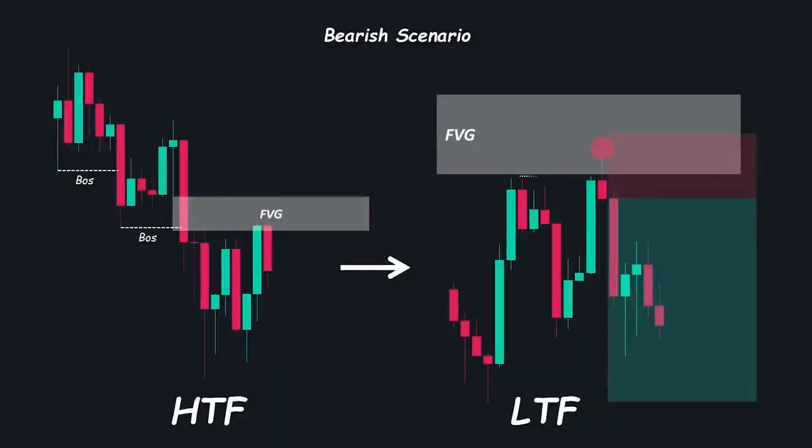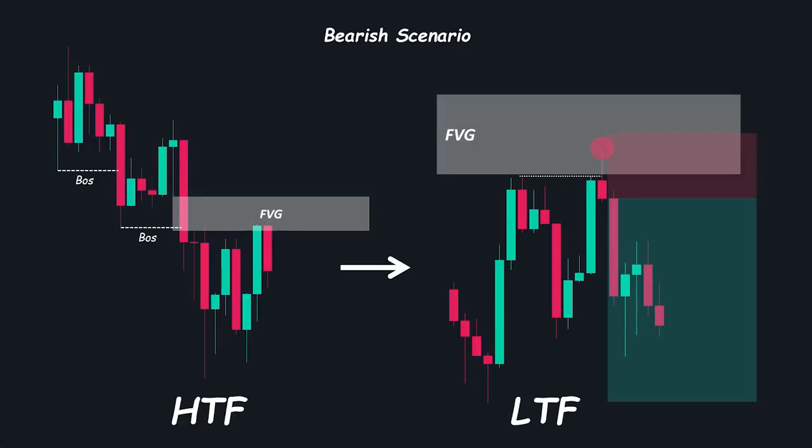In the bearish case, start on the higher time frame by confirming a downtrend with lower lows and lower highs. Then, mark the fair value gaps as possible supply zones. When price pulls back into one of those gaps, switch to the lower time frame and look for a bearish liquidity grab above a recent high. Enter the trade after confirmation, place your stop loss above the liquidity grab, and aim for the next key level below.